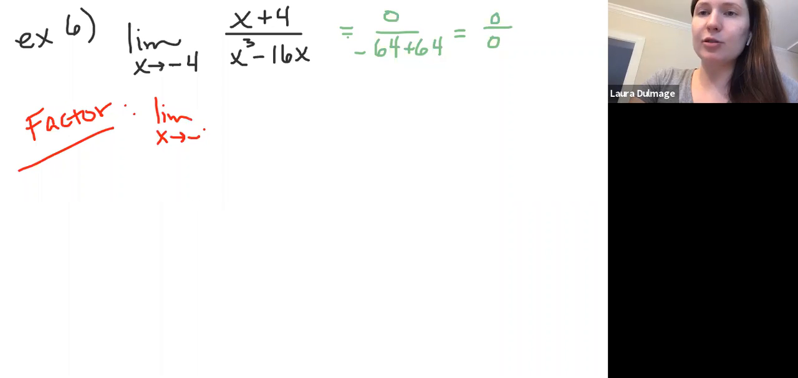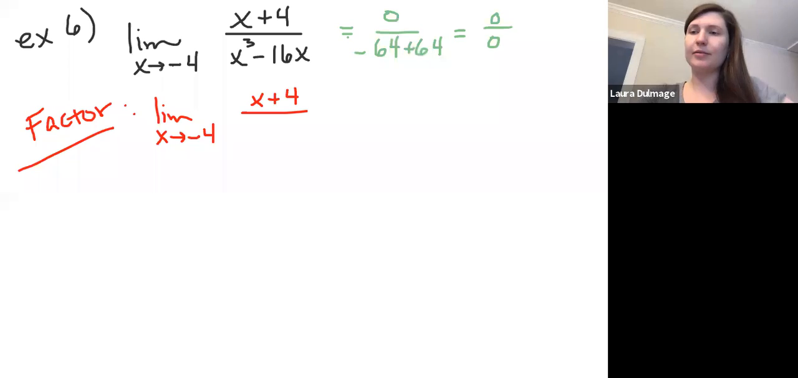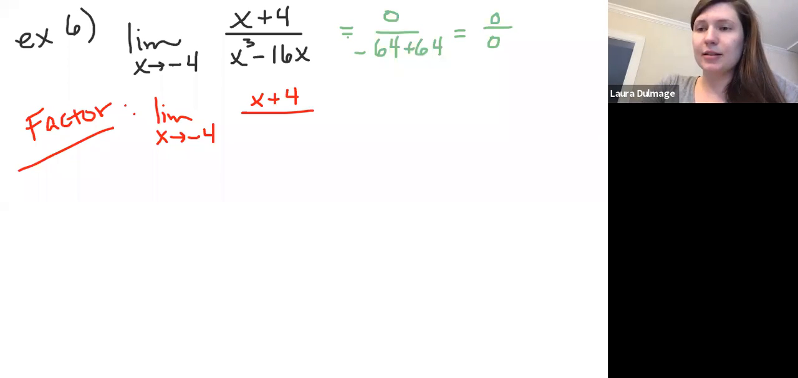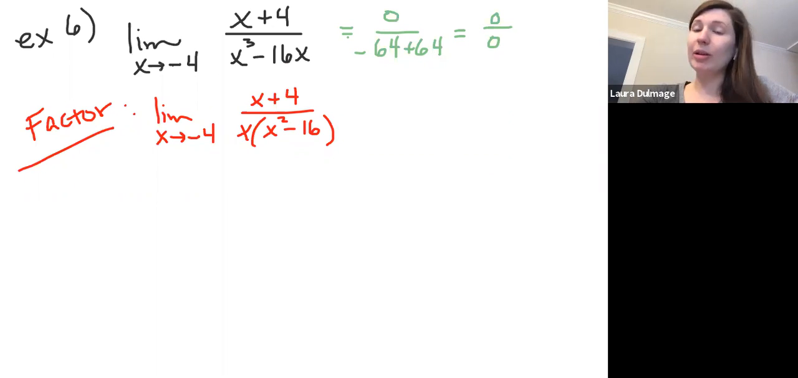But any ideas on what we can do in the denominator? What a good first step is? Factor out the x. Nice. Factor out your greatest common factor. In this case, both terms have an x in it. Okay, then if we take an x out, we're left with x squared and then a minus 16. All right, this still doesn't eliminate the issue. We have to keep factoring.